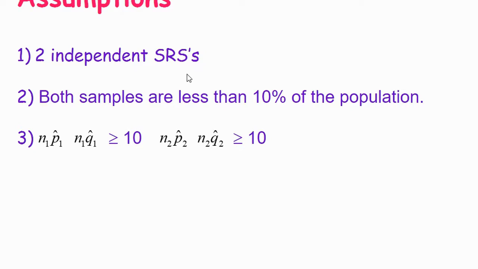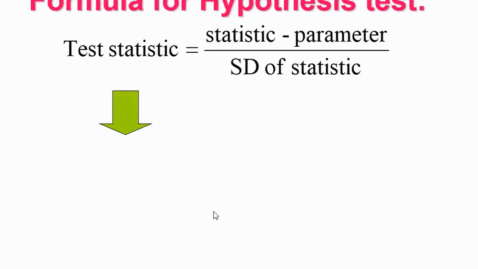Assume that the samples are less than 10% of their populations. And then the large enough condition, just make sure that your number of successes and failures is at least 10 for your first sample. And then again, the successes and failures are at least 10 for the second sample. So that's the assumptions.